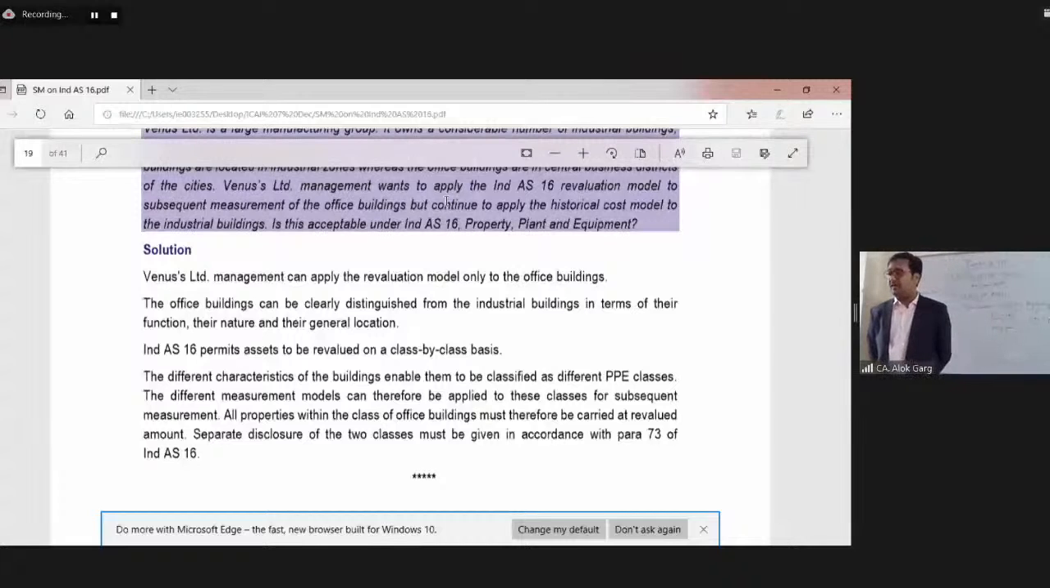The question is, sir, whether we need to do any disclosure? Yes, we need to provide a disclosure in the notes to accounts that we have applied the revaluation model for office buildings and we have continued with the cost model for the industrial buildings. The disclosure is required. Okay, perfect.